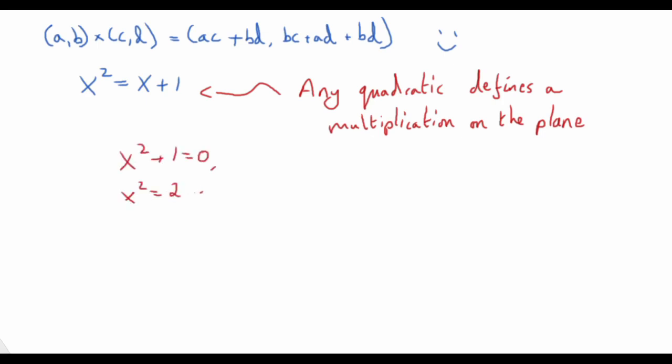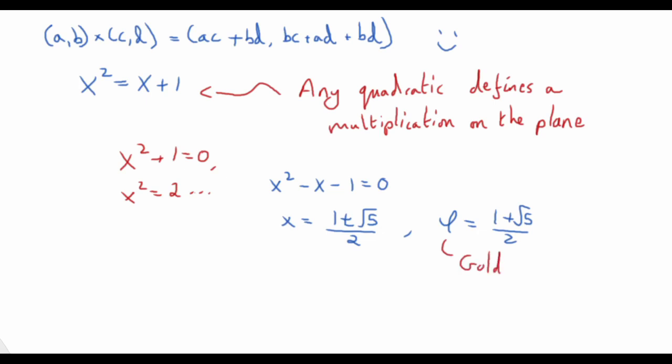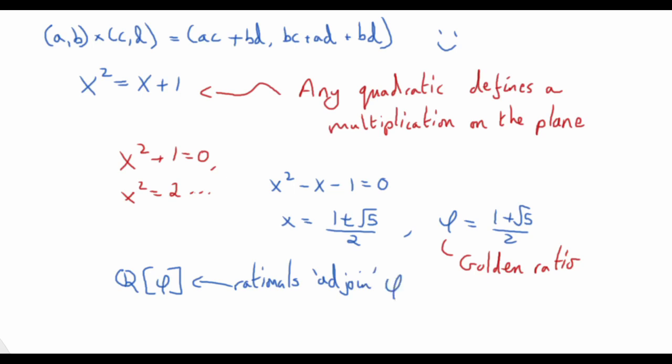Now let's think a bit more about this particular quadratic, because this is actually a very famous quadratic. x squared minus x minus 1 equals 0 might be even more suggestive, in that one of its roots has a famous name. It's called the golden ratio. So the algebra way of saying what this plane with this multiplication is: the rational numbers, assuming my a, b, c, d are all rational numbers, adjoin this new number, this golden ratio. So it's just rational numbers together with the golden ratio and how everything multiplies and adds up together.